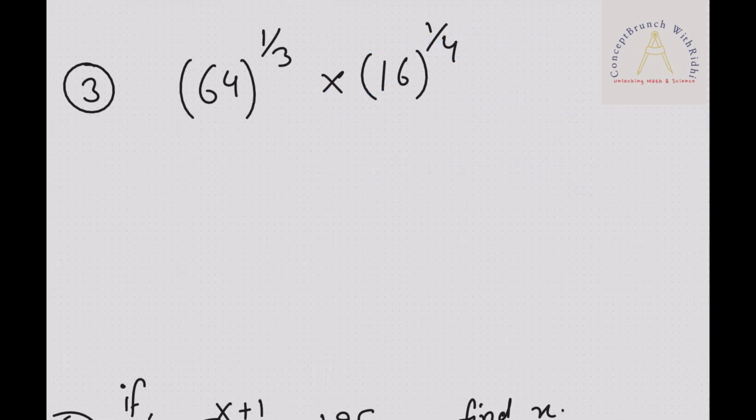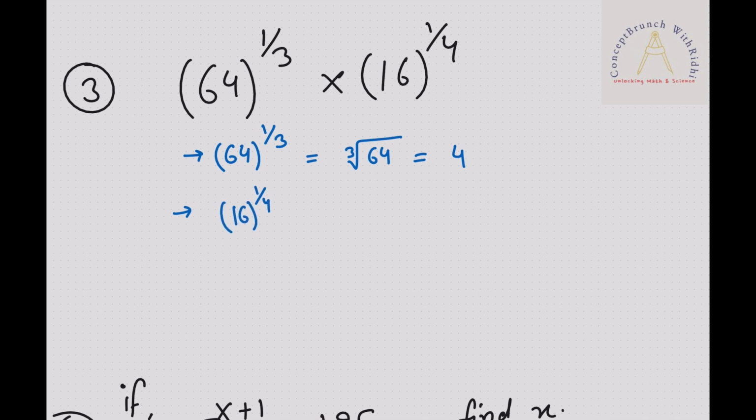Step we can do here, we simplify 64 to the power 1 over 3. What can we write like this? We can write the cube root of 64, correct? Cube root of 64 will be 4, correct? Second step, we can solve 16 to the power 1 over 4, right? That is the fourth root of 16. Fourth root of 16. So we can write the answer as 2.